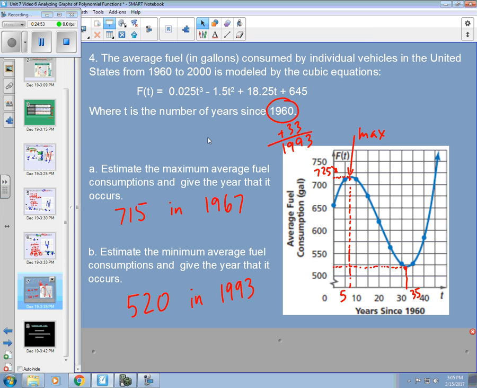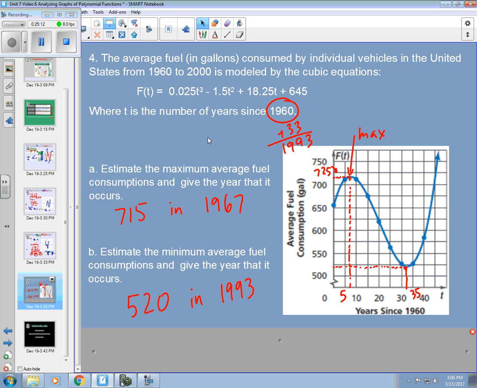All right, so just be aware of what maximums and minimums are. Those are the ones that you want to find, because then what you would do is figure out, okay, why did it hit a minimum in 1993? What was going on in the country that led to the low fuel consumption? Maybe gas prices were very high, so people didn't drive as much.